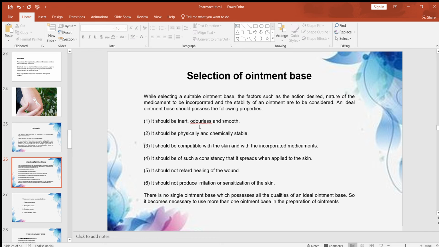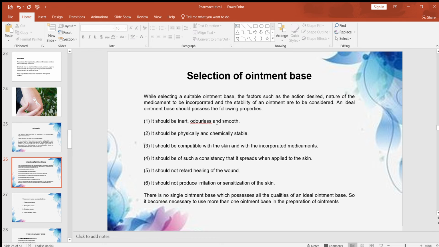It should be odorless, simply in order to make it acceptable. It should be smooth. If it is to be applied on the surface of skin, it should be smooth. It should not be gritty. There should be no irritation after applying the ointment. Ointment should be physically and chemically stable. It should remain physically and chemically stable.